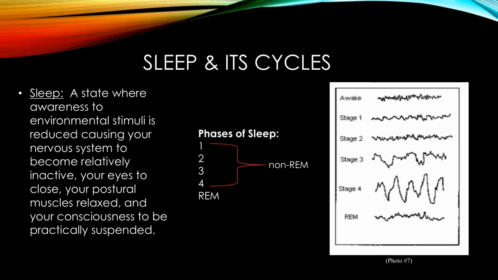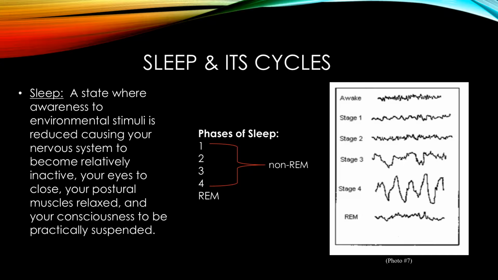Sleep can be defined as a state where awareness to environmental stimuli is reduced, causing various side effects. These side effects are things like your nervous system becoming relatively inactive, your eyes closing, your postural muscles relaxing, and your consciousness becoming practically suspended. Sleep is broken down into 5 different phases, but most importantly can be defined as REM or non-REM.